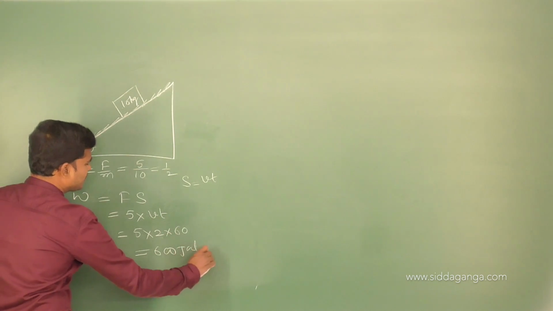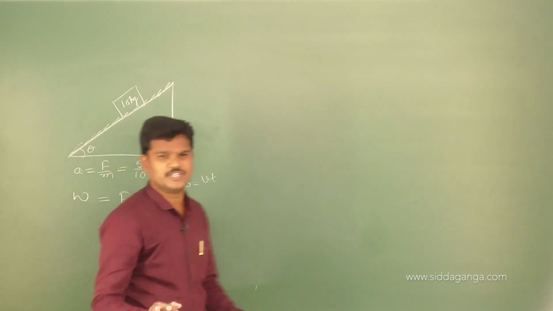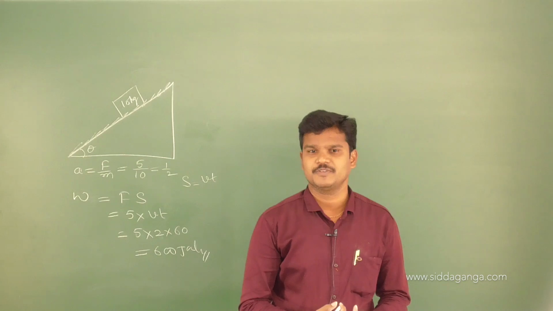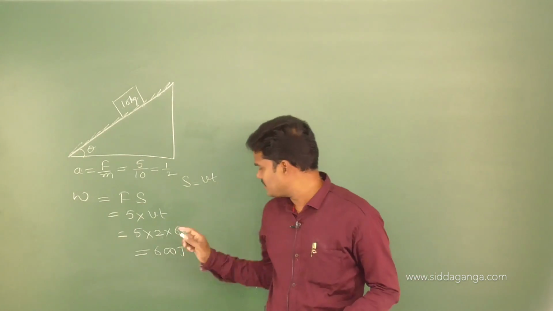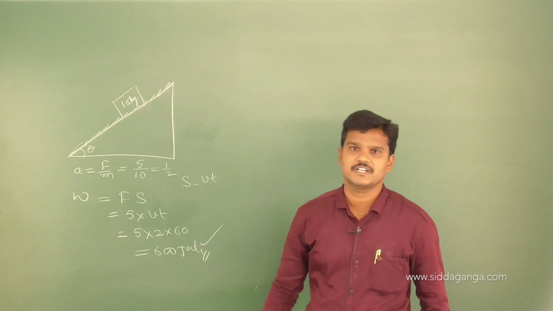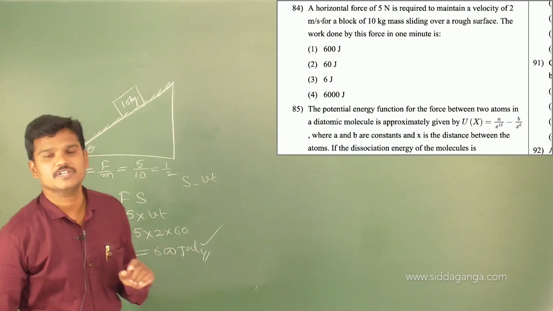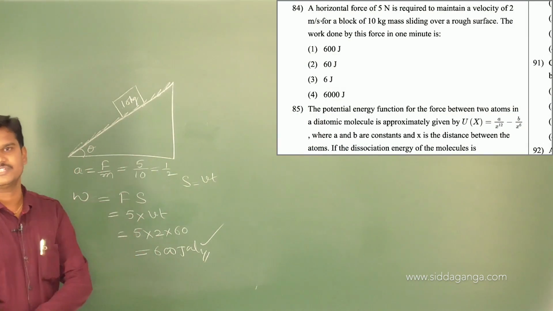If they had given theta, we can write mg sin theta into s actually, but theta is not given. So better you can go for the other alternative method. S is equal to vt, then also the answer is possible. 600 joules. Actually they have to give the theta value. Anyhow, no problem, without theta also, we got this answer.